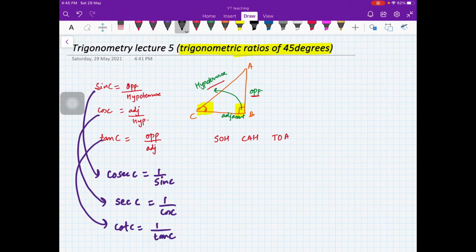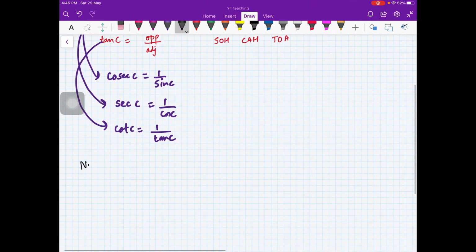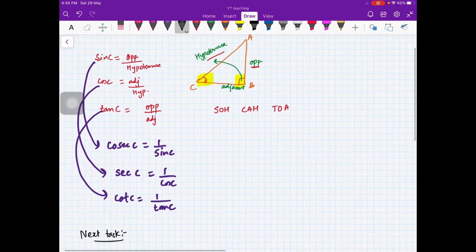Now the next step is we would like to give some special values to this angle C, and we would like to know, okay, what are the corresponding values of the trigonometric ratios. So our next task is, so this much we have already done in the last videos. Okay students, if you have not seen that video or you don't understand, then you go back and understand that video first, and then you can come here, right?